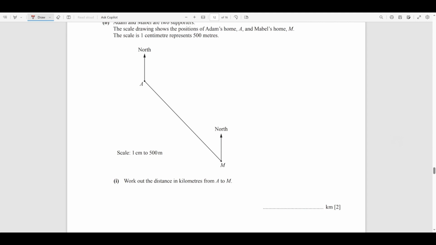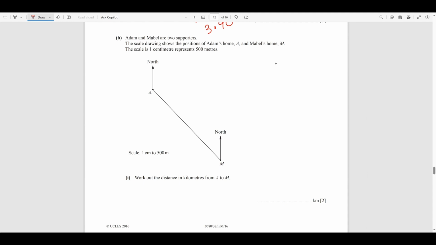So basically what you need to do, I don't really see how this can be done without a ruler because I don't have a ruler right now on this. What you need to do is you first have to measure the distance between A and M and then convert. Like for example, the distance from A to M is, I'm just giving out a wild guess, let's say it's 10 centimeters, right? So this is the scale, right? The scale says that 1 centimeter is 500 meters.